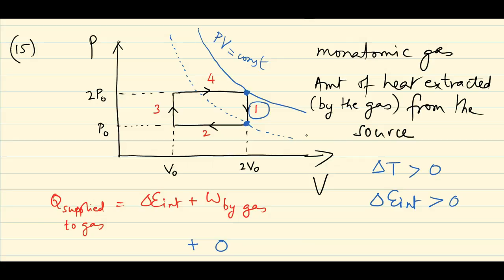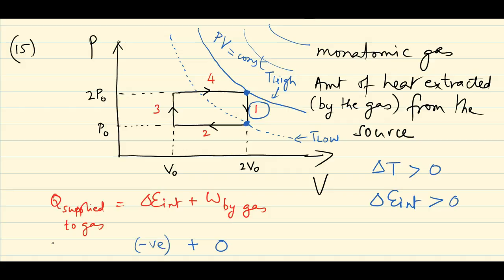So now we also know that this particular isotherm corresponds to a low temperature. This one corresponds to a high temperature. So as the isotherms go away and away from the origin, the temperature rises. So we know that in process number 1, the temperature of the gas falls. It goes from a high level to a low level. That would mean that delta E internal is negative.